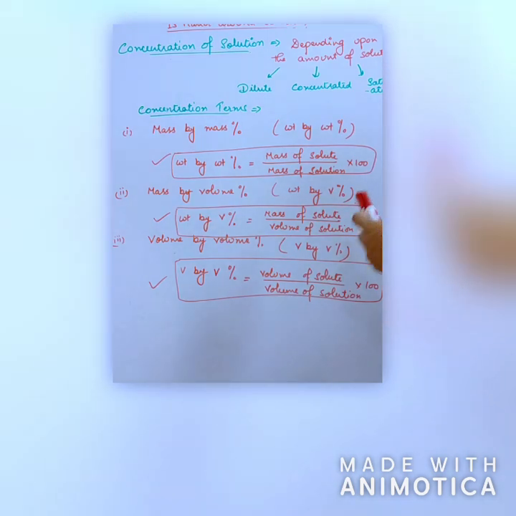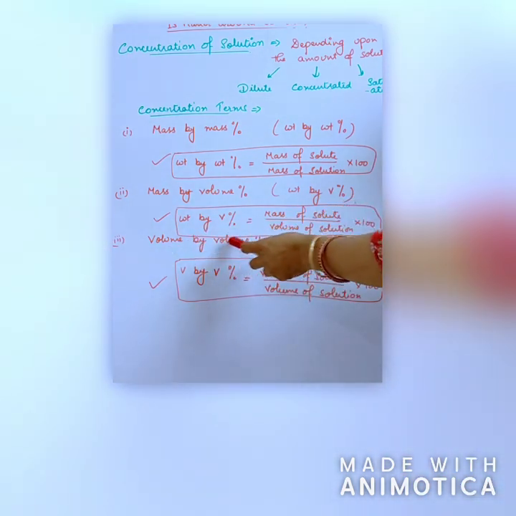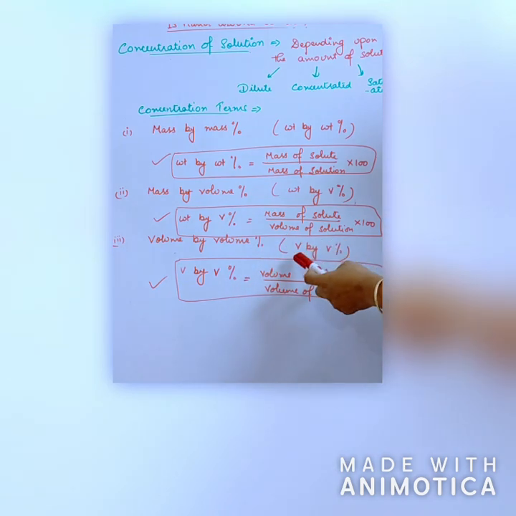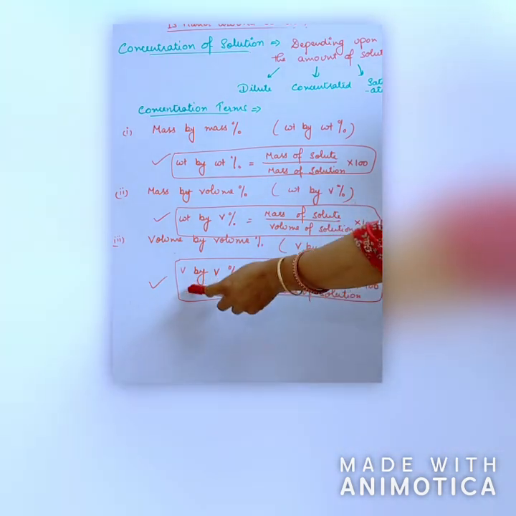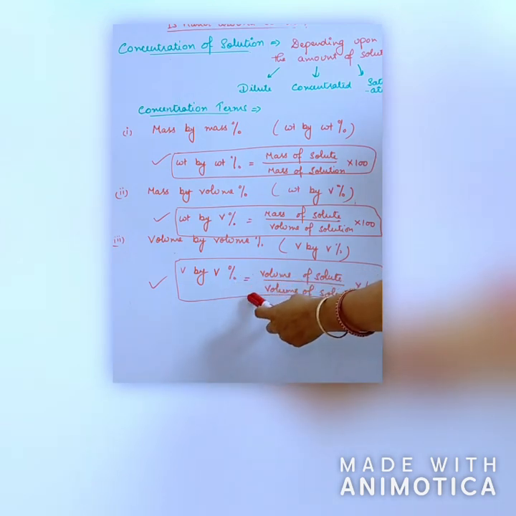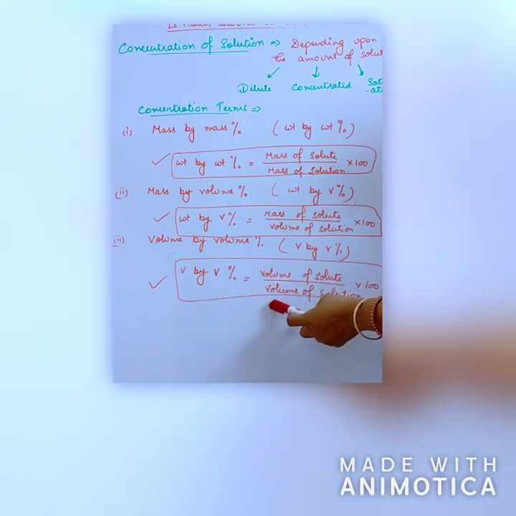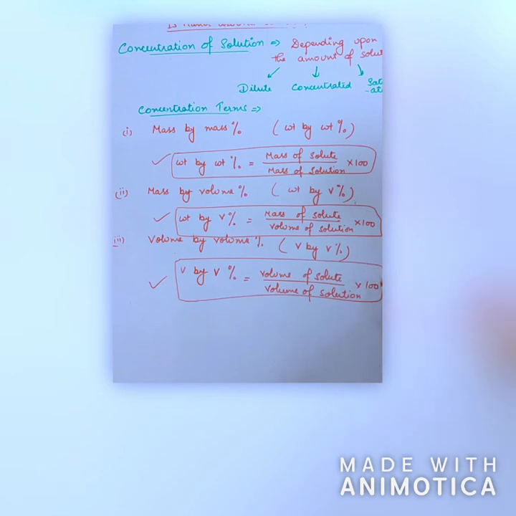The last one is volume by volume percentage. That means V by V percentage, and here we define it as V by V percentage is equal to the volume of solute upon volume of solution multiplied by 100. All these concentration terms we will use in this chapter, and I will give you some numericals which will be based on these concentration terms.